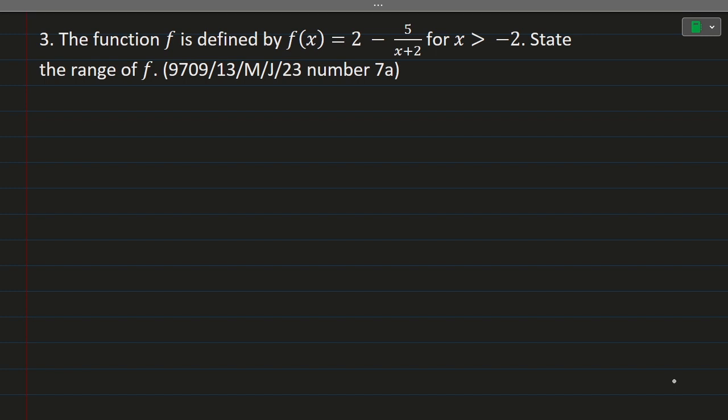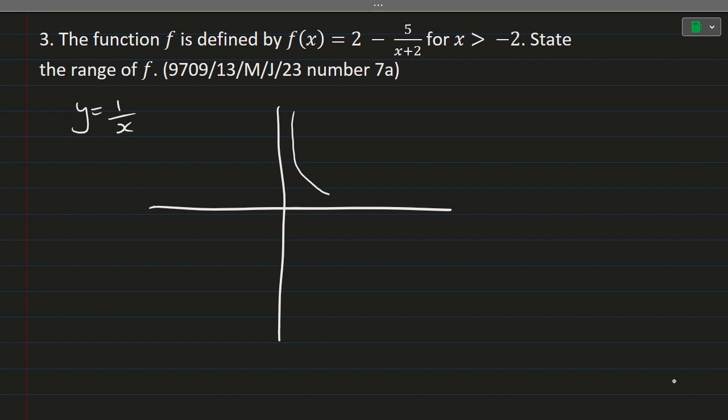The function f is defined by f of x is equal to 2 minus 5 over (x plus 2) for x is greater than negative 2. State the range of f. Again, we need to sketch the graph. This time, this is a rational function, so its graph will be based on the graph of y equals 1 over x, and the graph of y equals 1 over x looks like this.